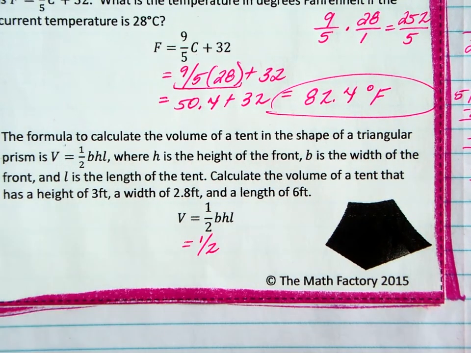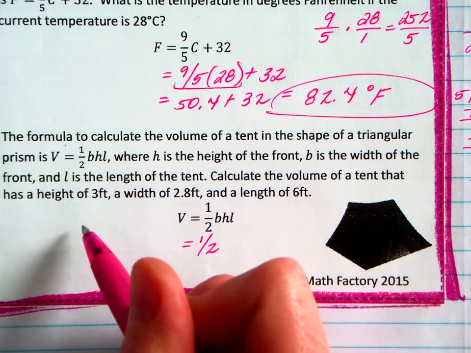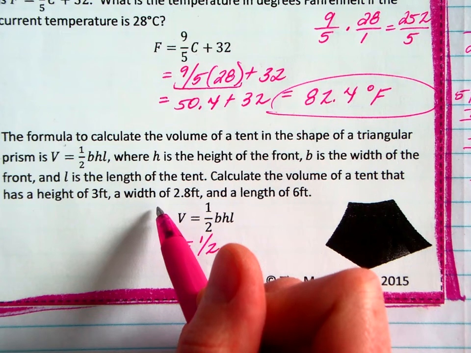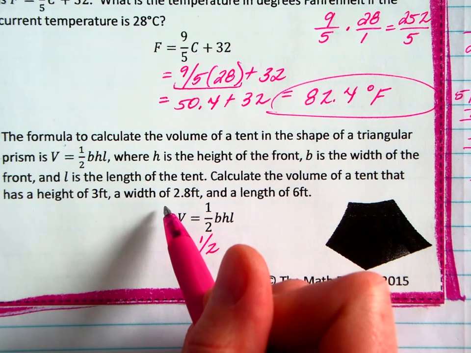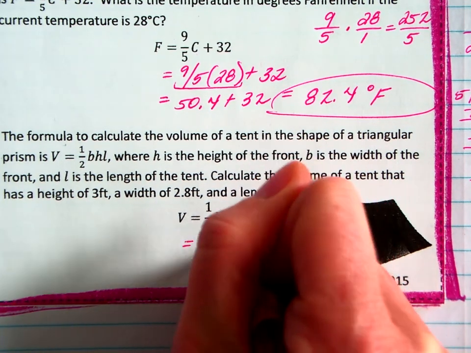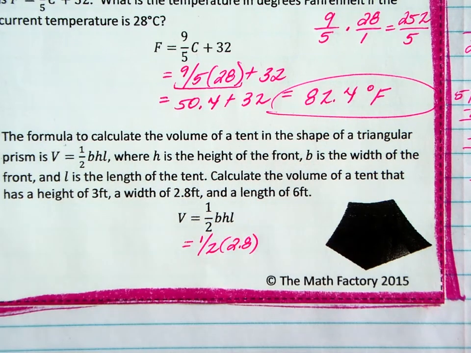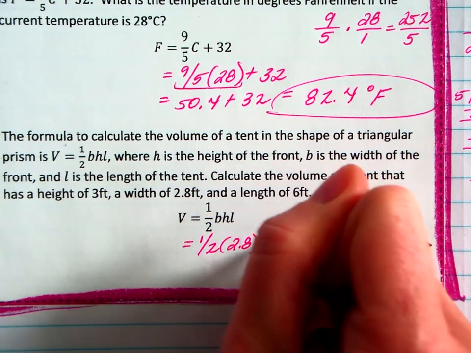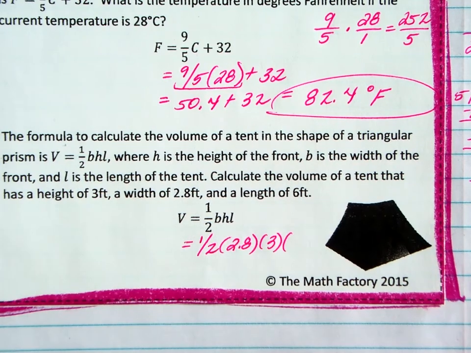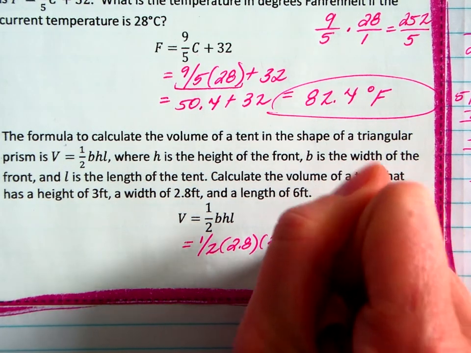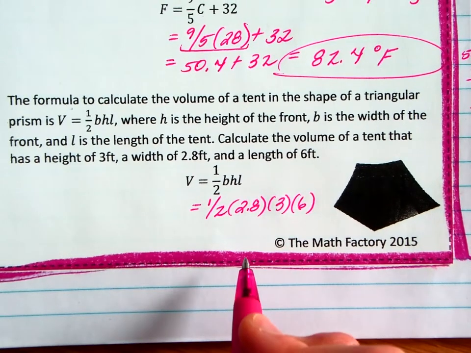1/2, b is worth width, and length. I'm going to go with width must be base. 2.8. Height is 3. Length is 6. This is all done in feet. I'll add the label again at the end.